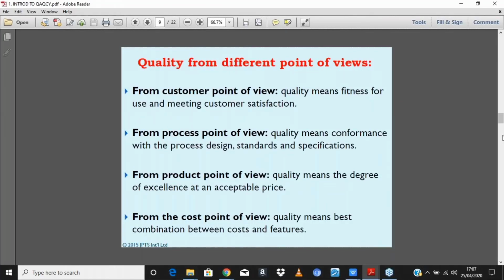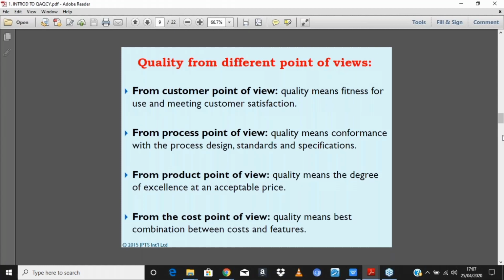So we have quality from customer point of view, quality from process point of view, quality from product point of view, and quality from cost point of view. So these are all the angles and areas from which you can look at quality. Now, if you say quality from customer point of view, it means how the customer sees quality, and if it meets the need of the customer.